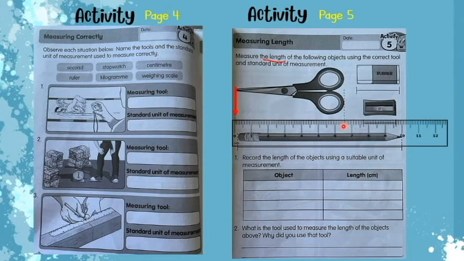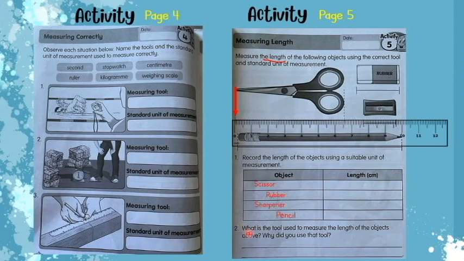After you take the reading, you record the length of all the objects in the table below. For example, scissors, you put the length that you recorded here. Rubber, sharpener, and pencils. Don't forget to write the units too, centimeters.